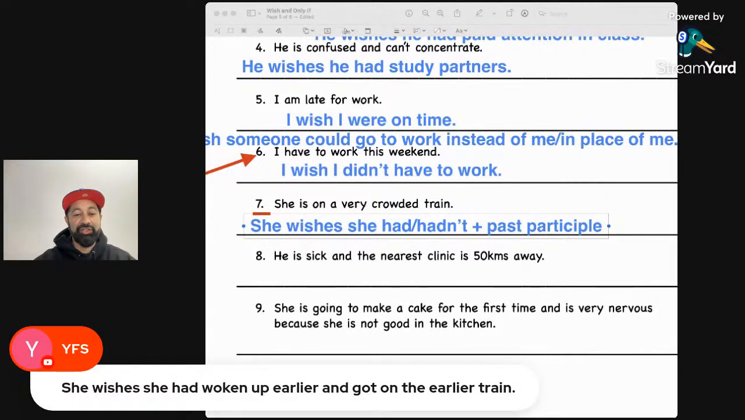She wishes she had woken up earlier and got on the earlier train. Perfect, perfect. Yeah, maybe she woke up late. She took a train that's during rush hour. So she wishes she had woken up earlier. Perfect.